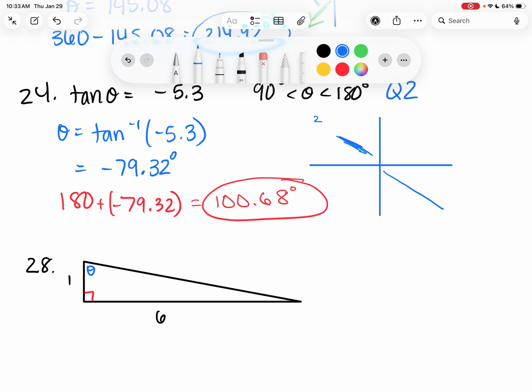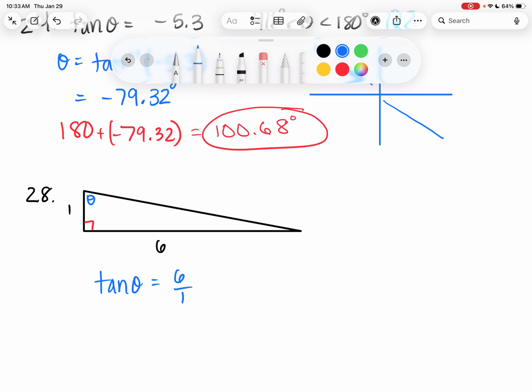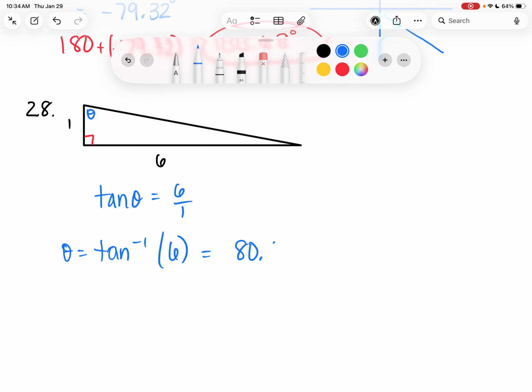Alright, so we're solving for theta. I need a trig function that associates theta with these other two sides. So what would that be? Tangent. Yep. Tangent of theta is equal to opposite over adjacent, so that's 6 over 1, or you could just call it 6. And then I just got to take the inverse. So theta is equal to the inverse tangent of 6, which is 80.54.